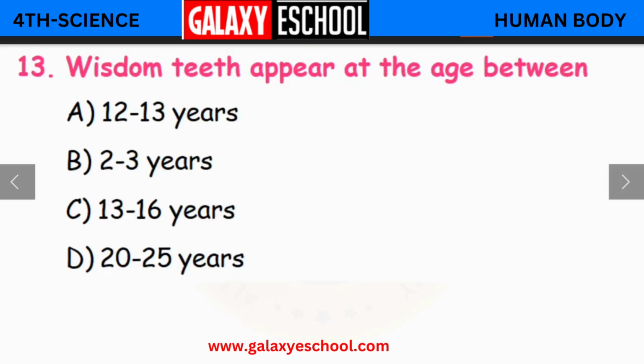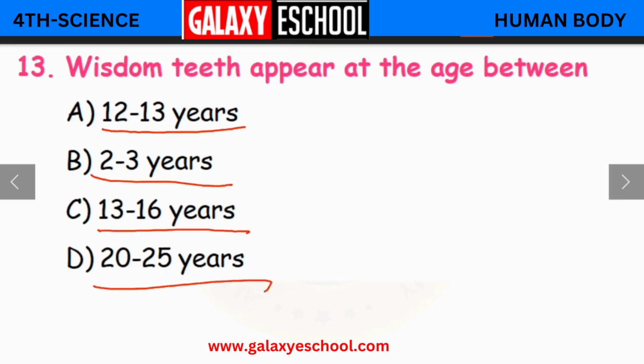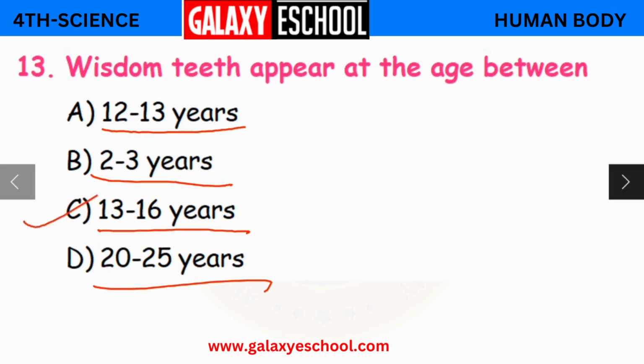13th question, children, wisdom teeth appear at the age between. Wisdom teeth, we will not get the wisdom teeth by birth, they appear at a certain age. So when is that? Is it between 12 to 13 years, 2 to 3 years, 13 to 16 years, or 20 to 25 years? And the answer is 13 to 16 years. So C is the correct answer.